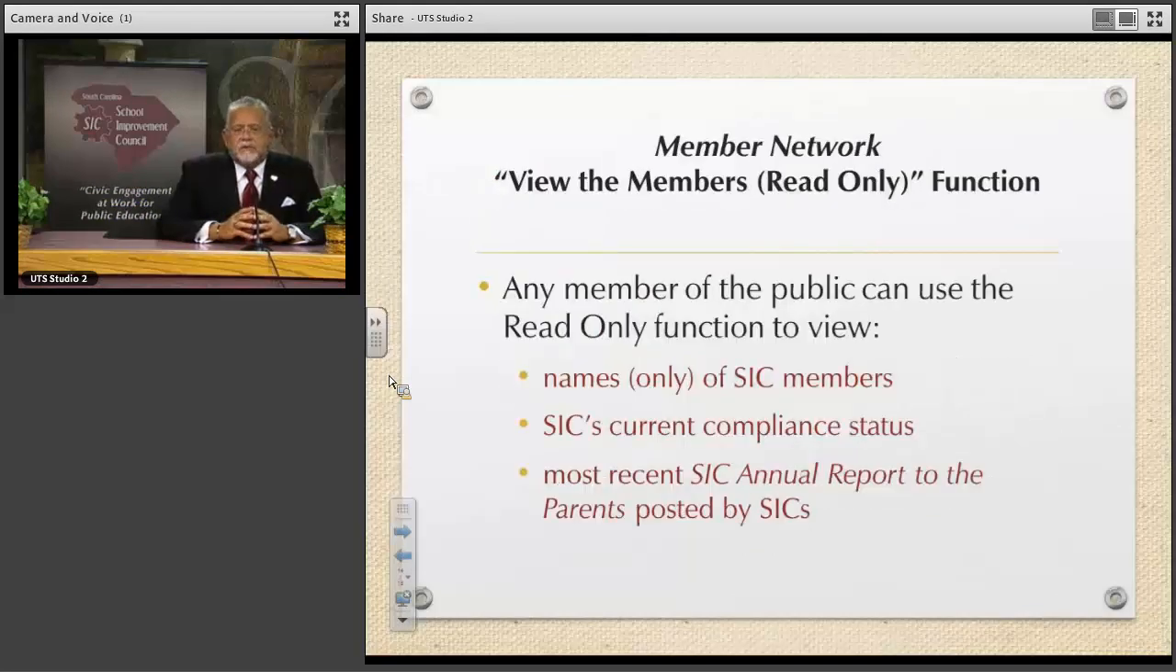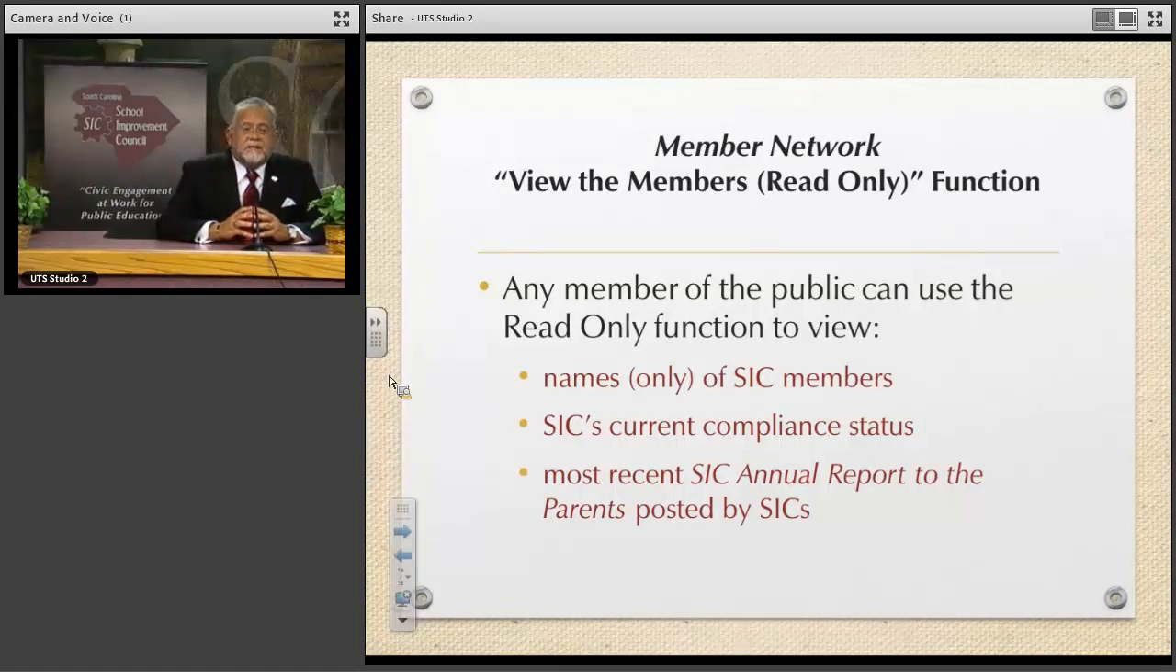Although only individuals with a password for your school or district can view your members' contact information, any member of the public can use the View the Members Read-Only function on the member network to view other important information about SICs. You can access this function on the left side of the member network homepage. Using the Read-Only function, you can view the names of SIC members that have been posted at schools across the state. You can also check the compliance status of every SIC.